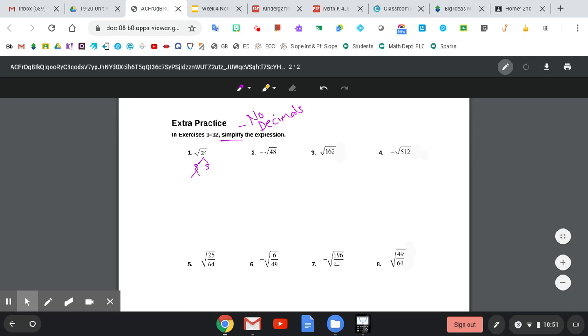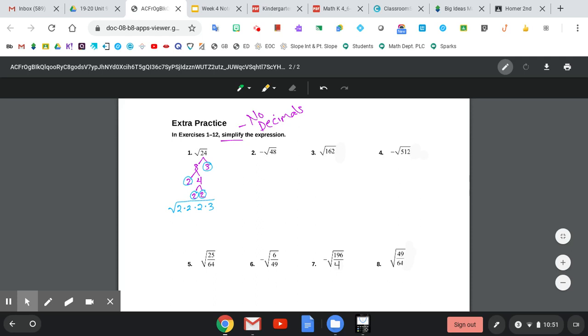8 I can factor out further. 8 would be 2 times 4. Can't do the 2, but I can do the 4 one more time. The 4 would be 2 times 2. So I know that I have this prime of a 3, this prime of a 2, this prime of a 2, and this prime of a 2. So this is going to be the square root of 2 times 2 times 2 times 3.